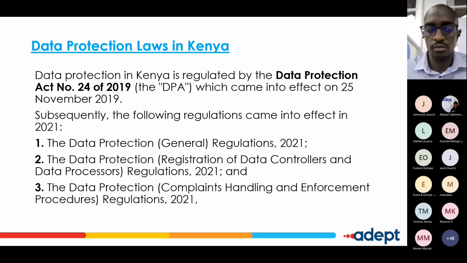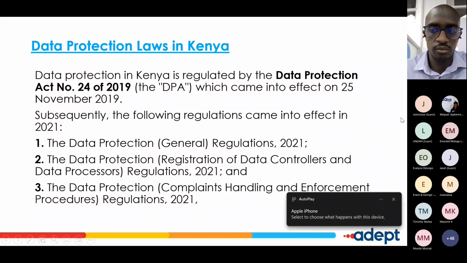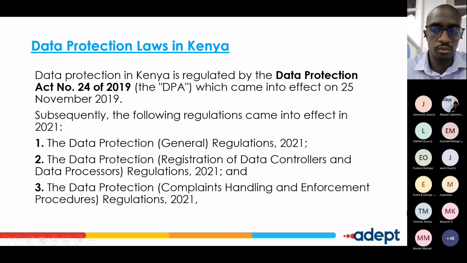That said, the laws should not be seen as a barrier or a hindrance to effectively undertake business operations. So allow me to give a quick background and introduction of the data protection laws in Kenya. The main act is Data Protection Act number 24 of 2019, which came into effect in November of 2019. Subsequently, we had 3 regulations coming into effect. One is the general regulations.